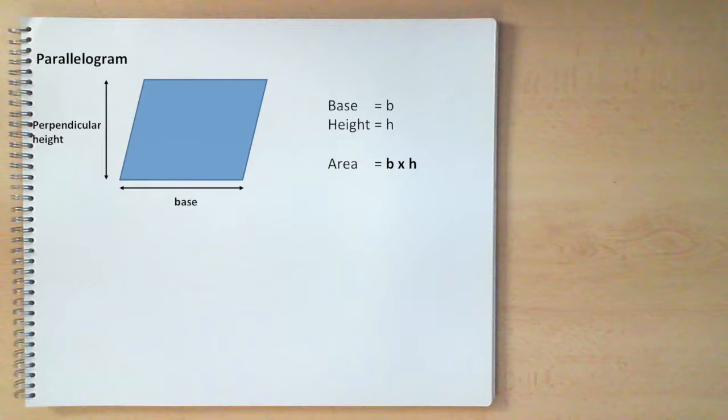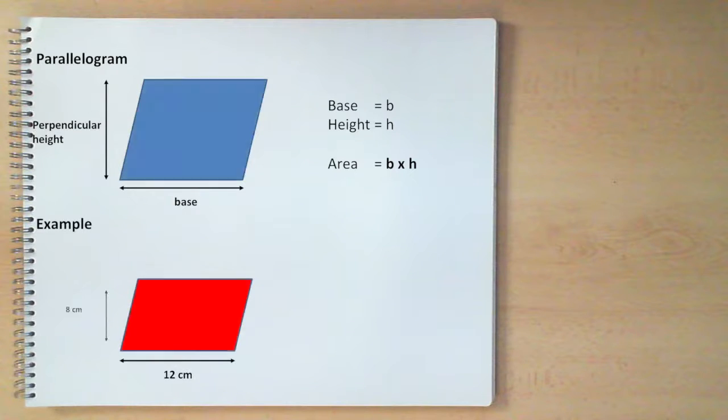Let's have a look at an example to make sure that we've seen exactly what we're supposed to be doing. Here's a parallelogram. Our base is 12 centimeters, our height is 8 centimeters, so the area is 12 times 8, which is 96 centimeters squared.